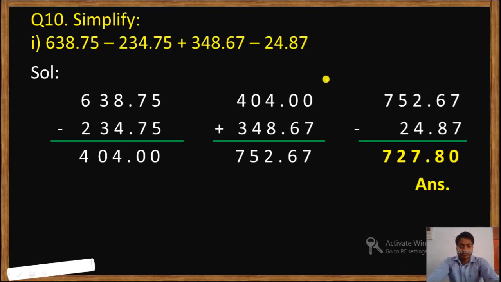Understood? So this is how you can simplify this type of question. So according to the question you have to do the work. That means first here you can see the minus sign, so first you have to subtract, then you have to add, then you have to subtract. Understood?